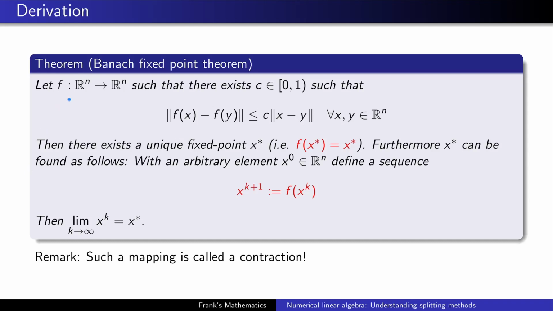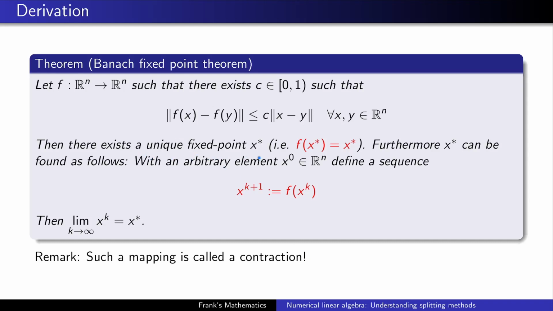We'll need a function f going from the space Rn to Rn in such a way that the difference of the mapping, so f of x minus f applied to y, in a norm of Rn, should be less than or equal to a constant c, and it's important that c is a coefficient between 0 and 1, where 1 is not included, times the difference of x and y. If this holds for all x and for all y in the space Rn, then such a mapping is called a contraction. And this contraction can be used to prove that there exists not only a fixed point but also a unique fixed point x star.